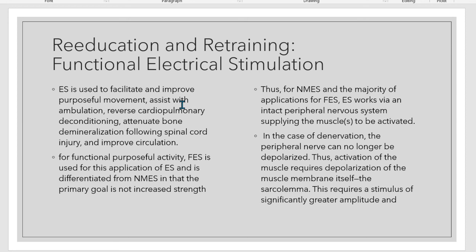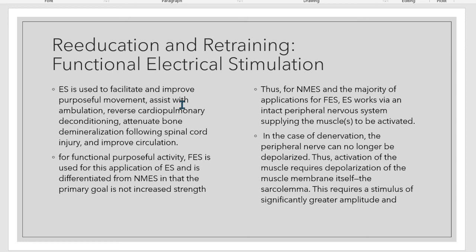Okay, so ES is used to facilitate and improve purposeful movement, assist with ambulation, reverse cardiopulmonary deconditioning, and attenuate bone demineralization following spinal cord injury. Here, purposeful movement applies stress to the bone, and that is why it attenuates bone demineralization. It is also a purposeful contraction that makes the muscle stronger, so there is strengthening as well.